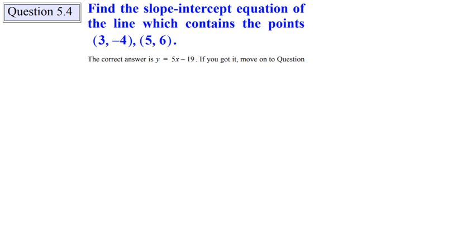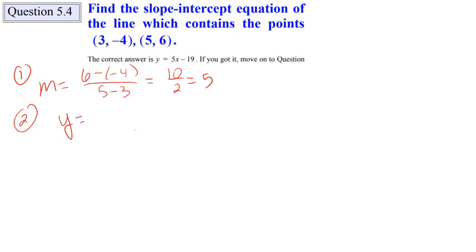So lesson 5.4, we're going to find the slope-intercept equation of a line that contains the points (3, -4) and (5, 6). Our first step is to find the slope. Once we find the slope, we're going to write this formula that you need to remember, which is y equals mx plus b. And we're going to plug in values to find out one of the variables that we don't know, which is going to be b.